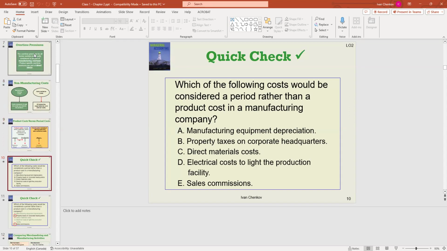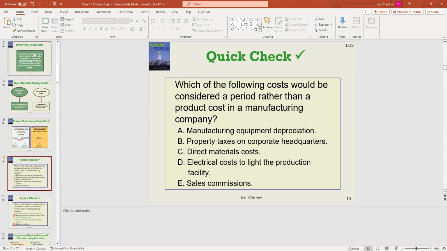Now, coming to one question here for you: which of the following costs will be considered period rather than product in a manufacturing company? When you have to answer those questions, every time you see manufacturing, every time you see production, every time you see something related to the product, that's product cost. Every time you sense that this is something else that's not related to the manufacturing, not related to the product facility, not related in any way to the product, that's period cost.